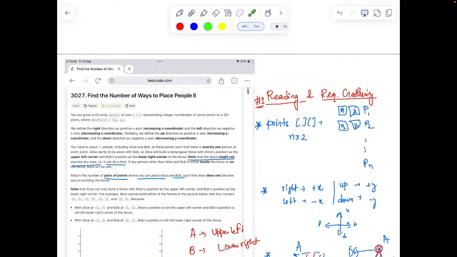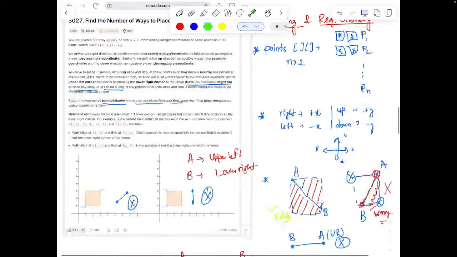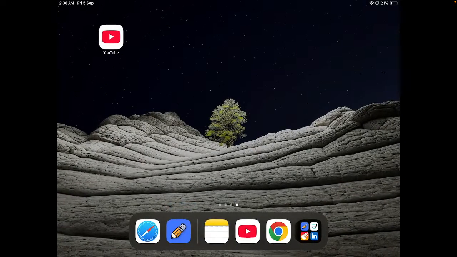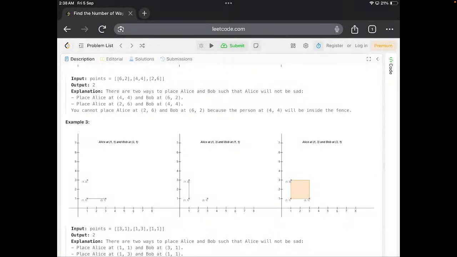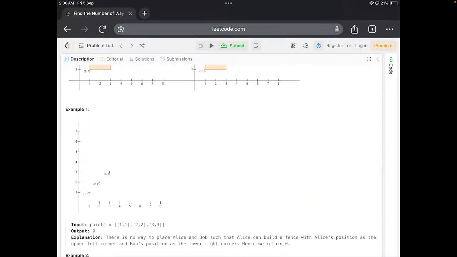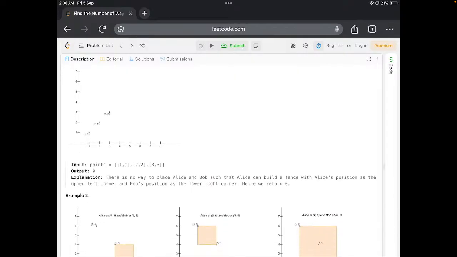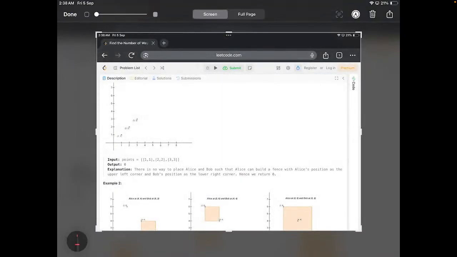Now, before attempting the problem, it's time to go through the test cases to get a complete understanding of the problem. Otherwise, we might miss some approach or input, right? So what is given in the first example? Let's see that. The spots which were given to us are these. As I can see, these spots lie on a line like this.